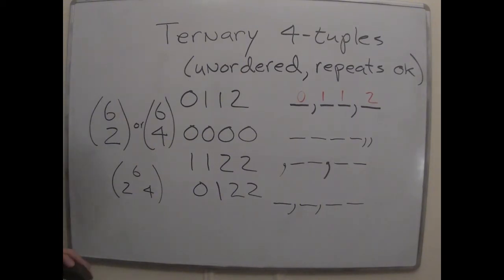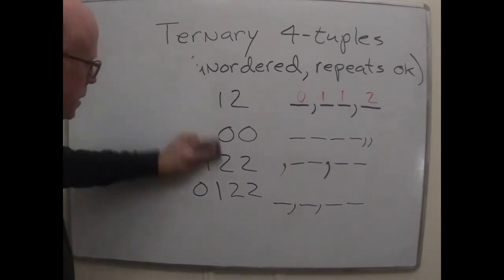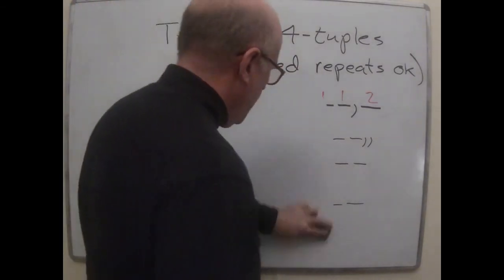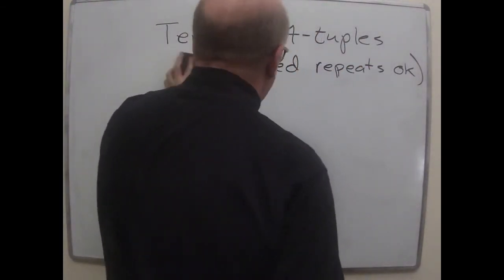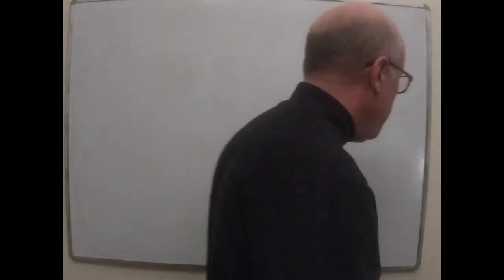If we were doing this in general, let's mention the general case then. The general case would be unordered selections with repetition allowed of k things out of n.